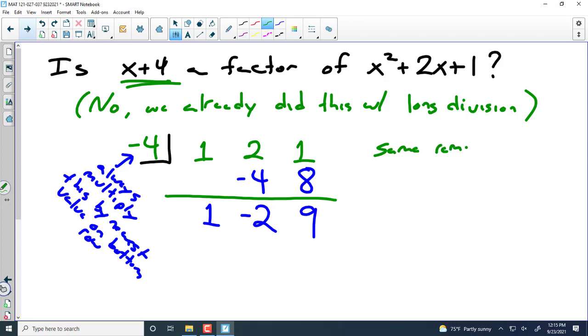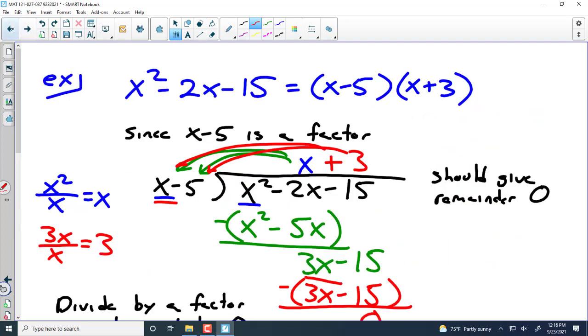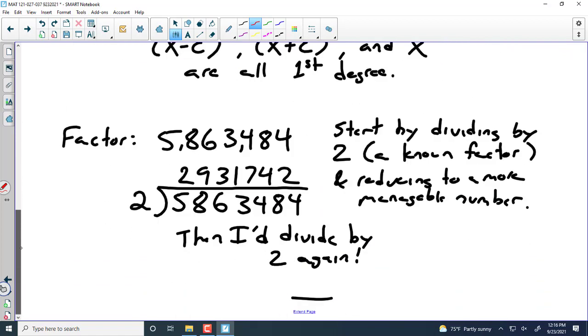Same remainder as before. 9. Same quotient. 1 minus 2 converts to x minus 2. Not a factor. That's the exact same information we got when we did this problem before using standard long division.